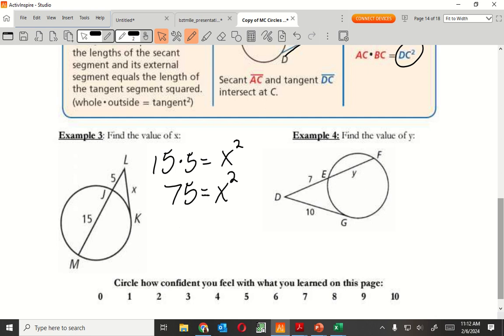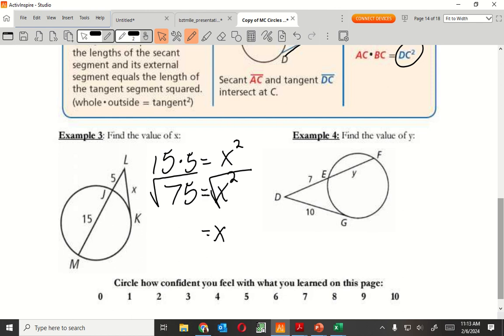And to undo a square, the opposite of squaring something is square root. Very good. It is square root. So we're going to take the square root of both sides. That's going to give me x equals the square root of 75.